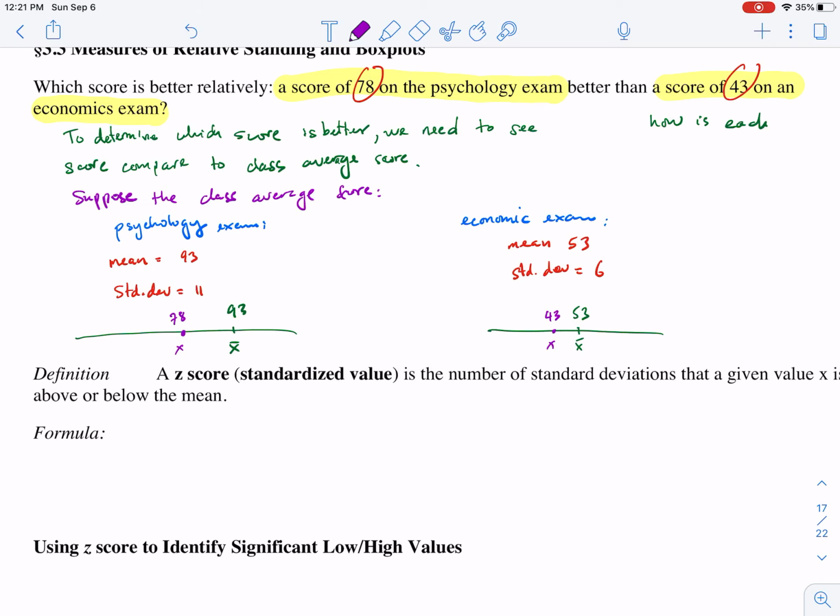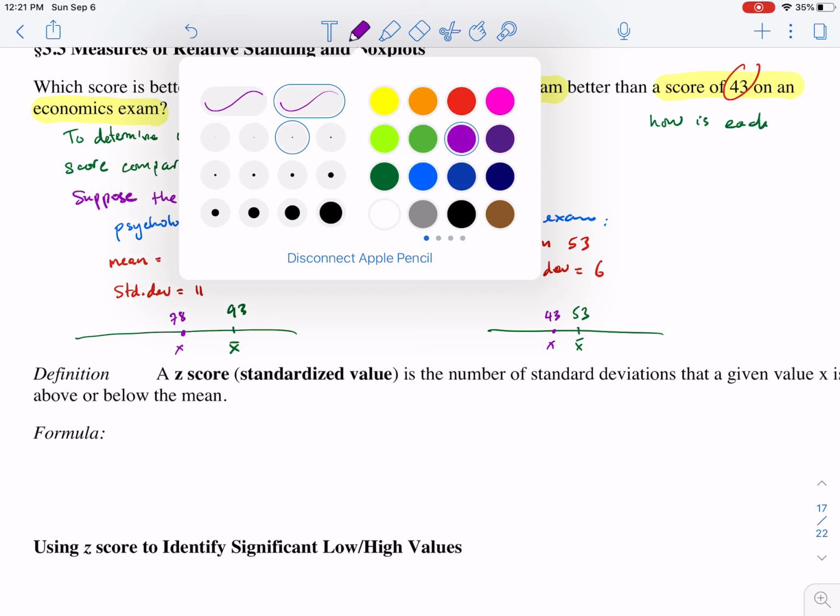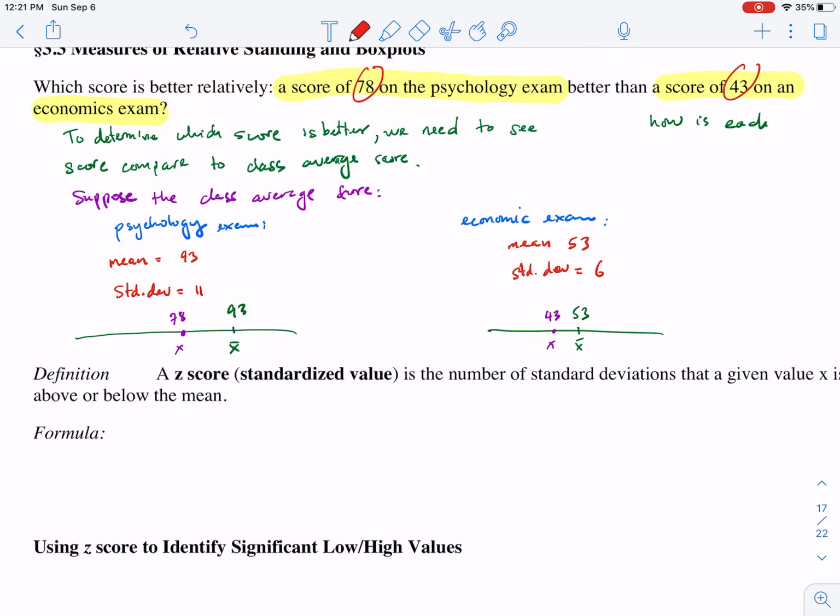Right, so you can see, just judging on the position, this score here is a little bit farther from the class average than this one here. But let's find out how far that is on average. To do that, we need to look at the standard deviation.